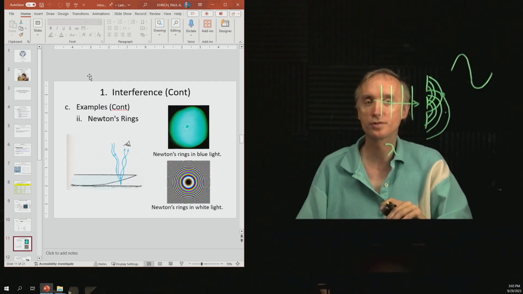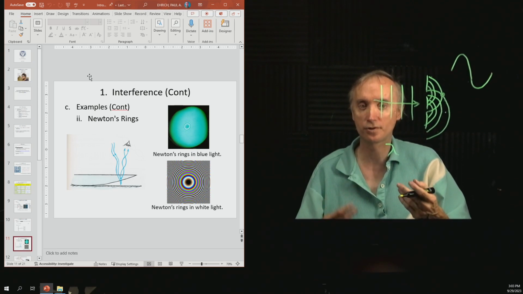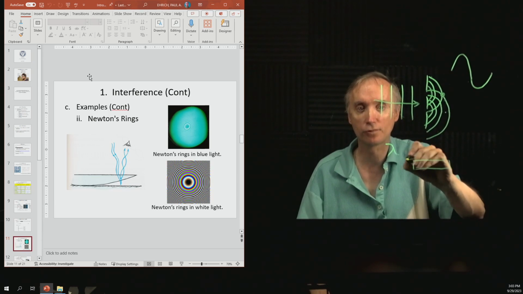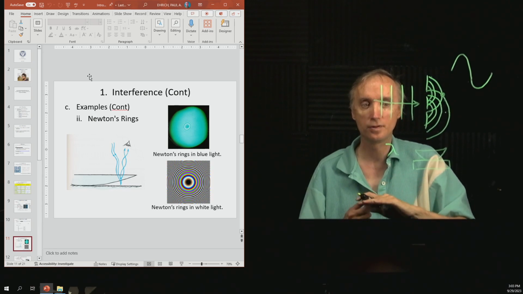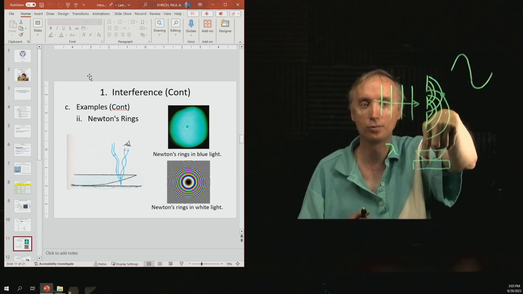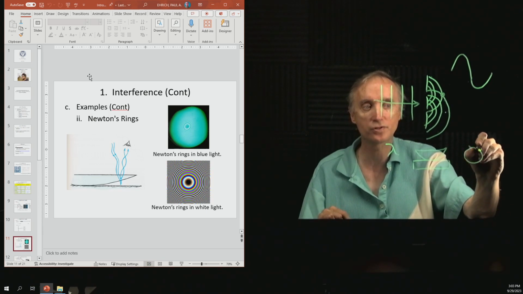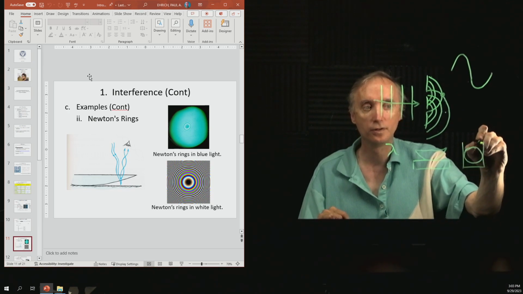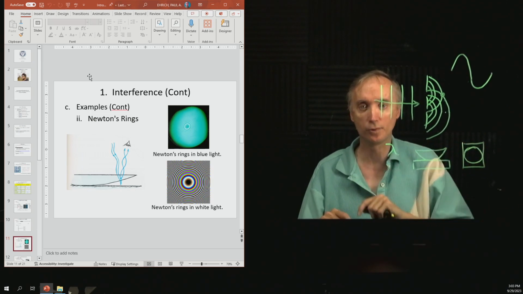Okay, our next one was called Newton's rings. So be able to draw a picture of Newton's rings. You're going to have a piece of glass, and then resting on top of the piece of glass is a curved piece of glass, like this. This is the sideways view. The top-down view is that the piece of glass is actually circular, like that, and it's resting on top of another piece of glass. So this is the top-down view, and this is the sideways view.